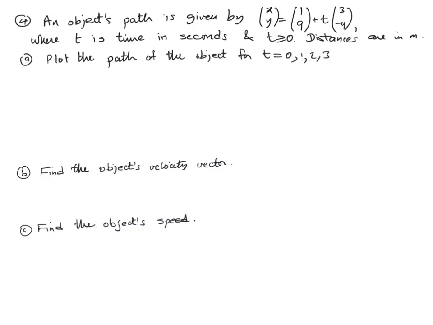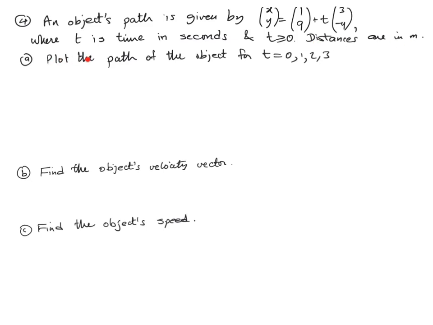So now we're going to do some what are called constant velocity problems. We have an object's path given by the vector equation. x, y is the location of the object at any given time. 1, 9 is the original place where it started, the position vector for that, plus t times 3, -4. So 3, -4 is going to tell you how to move in that two-dimensional space. t is going to be the time measured in seconds. t is going to be greater than or equal to 0, so we're not going to go back in time. And then all the distances are going to be measured in meters.